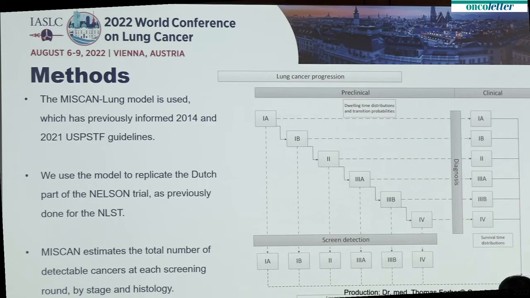We make many repeated estimates to get an aggregate indication of what we suspect the number of detectable cancers is at each screening event. And we have done this before for the NLST. What we then do is compare what we expect the number of detectable cancers should be to what we actually detect. And this gives us an estimate of the sensitivity, not just for the CT scan as a whole, but by stage and histology as well.